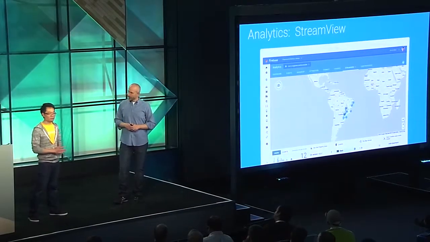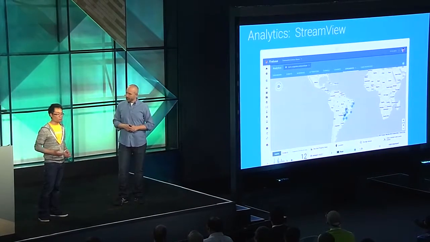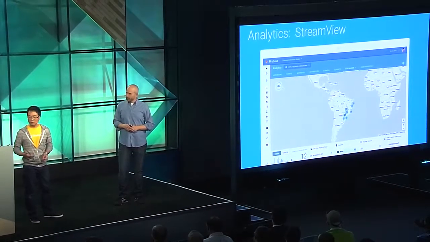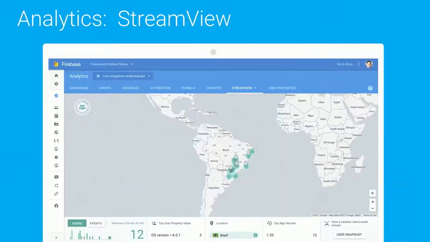So what's new in analytics? Well, recently we announced a feature called Stream View. Stream View provides a real-time streaming view of events that are coming into your app, rendered in this new UI. As you can see on the screen, you can drill in by location, user properties, and events to see how users are using your app right now. For example, how many users are at level 5 of my game right now in Brazil? It's a great way to see what's happening.